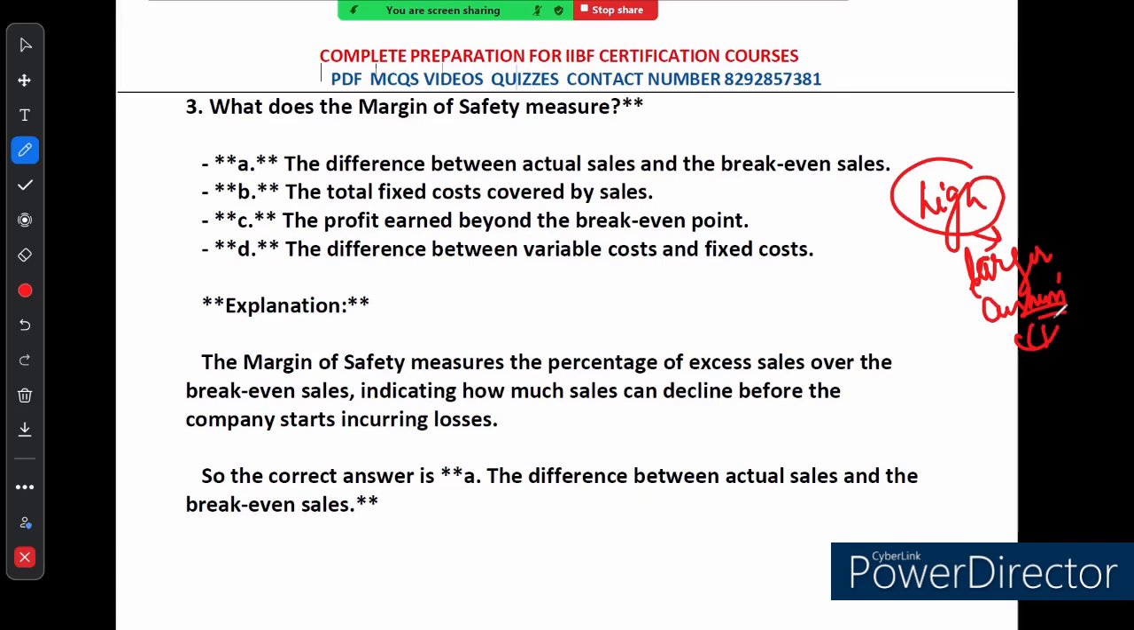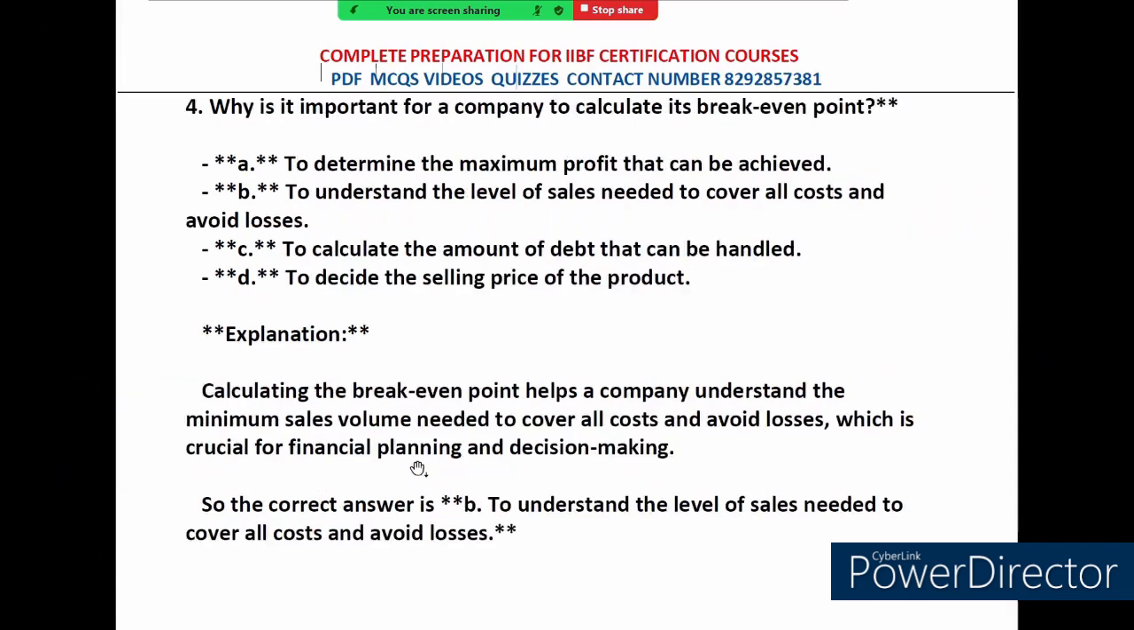It is a great way to assess risk and make informed decisions. So next time you are looking at your sales figures, don't forget to calculate this important metric, that is margin of safety, right? Hopefully why option A is correct is clear now. Now, why is it important for a company to calculate the break even point?